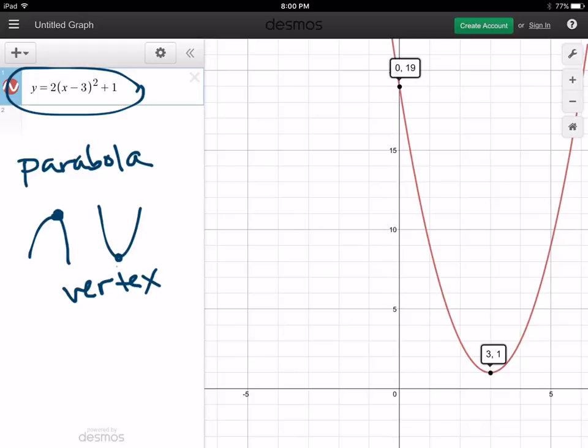So what are the coordinates of the vertex? The nice thing about this Desmos type of graph is that you can just tap on different points. You can click if you're using a computer or desktop, or if you're on a tablet, you can use your finger or stylus and tap that point. I've already done that and taken a screenshot, so the vertex has coordinates 3, 1.